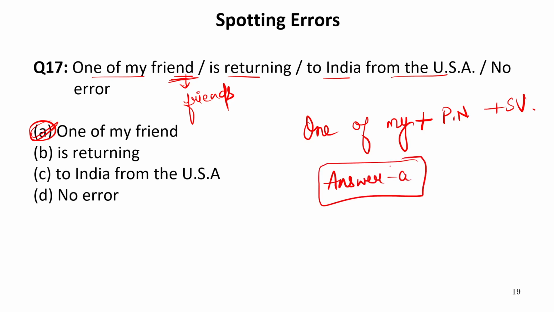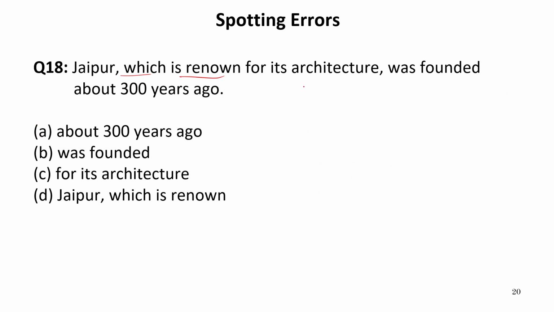Now let us move to the next one. Jaipur, which is renowned for its architecture, was founded about 300 years ago. Now in this sentence, we can see Jaipur. We are talking about Jaipur. It means a city which is famous for something or which is known for something. This word renowned is incorrect over here. The use of this renowned is incorrect. It should be known for, famous for its architecture.